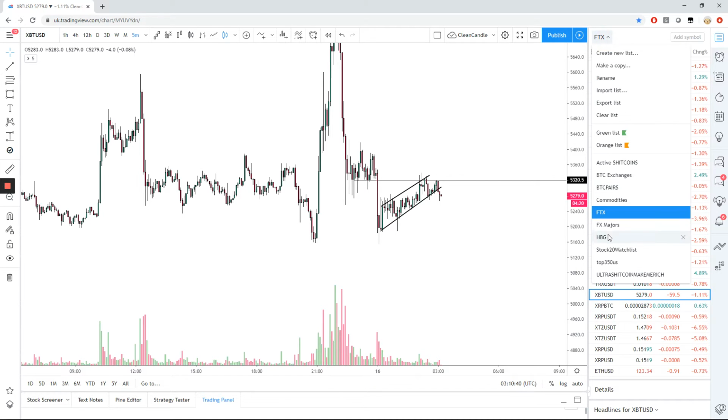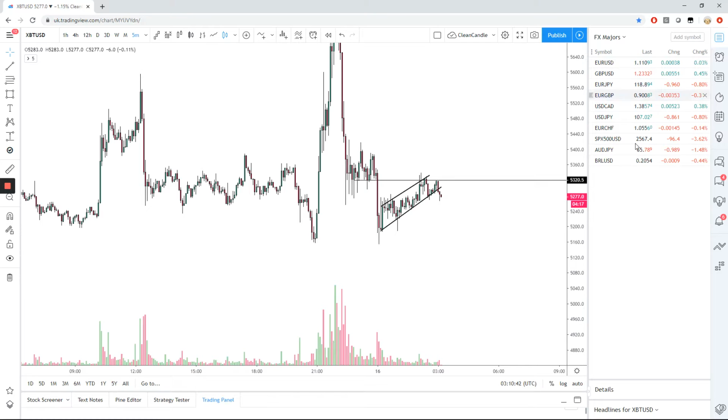So let's start off with FX. In FX, we've got basically two categories: majors and what are considered exotics. So majors are our major pairs, Euro USD, Cable, that's GBP and USD.